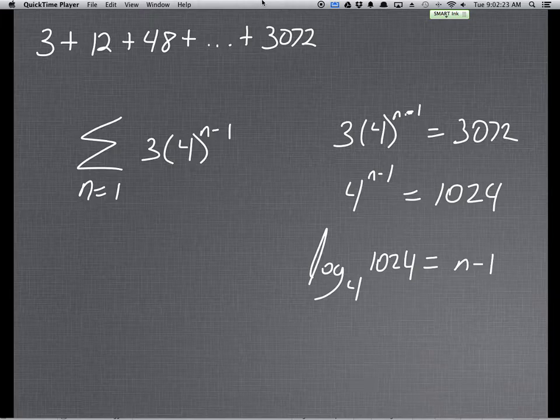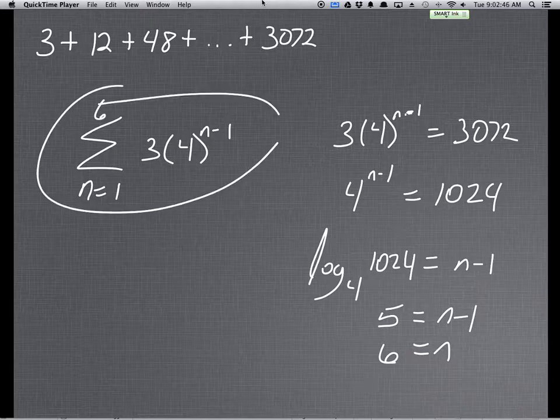So the base is always a base, and the log always equals the exponent. Those are the two things you got to remember when you're dealing with logs. Then all I have to do is punch that in my calculator. You get 5, and then we add the 1 over. We get 6, so that means 6 is my top number. And I've taken the series and written it in summation notation. Very good.